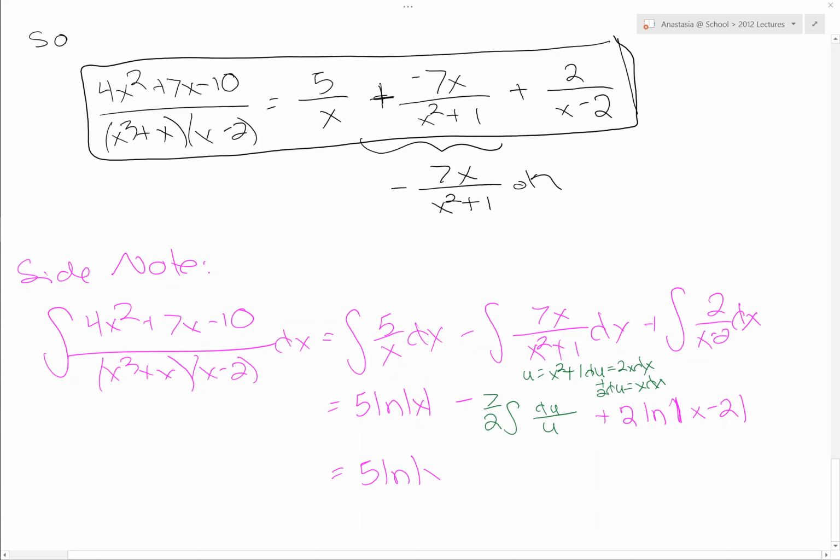So we get 5 natural log absolute value of x. Then we have minus 7/2 natural log absolute value of u plus 2 natural log absolute value of x minus 2. Now that we've gotten rid of our integrals, we would add c, and the last step is to substitute back in for u. So we would get our final answer like this.